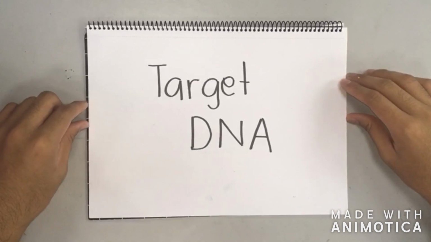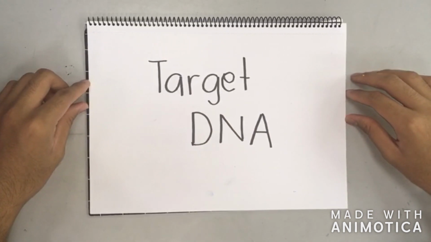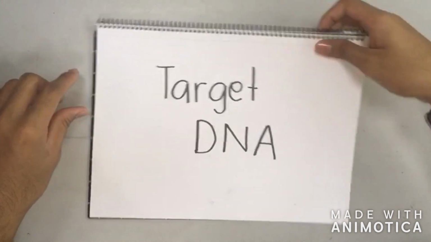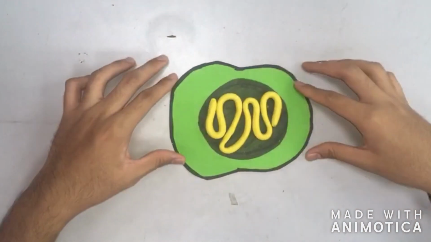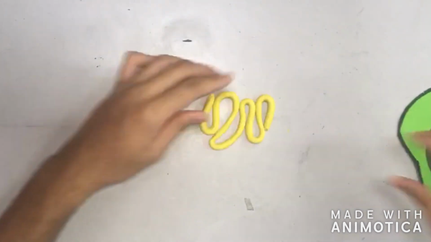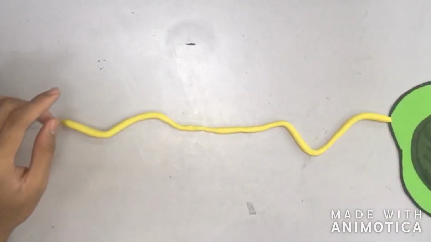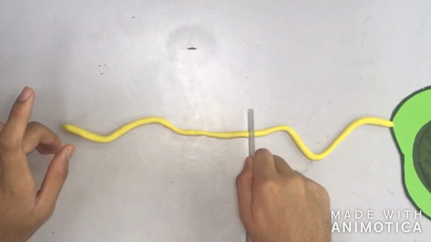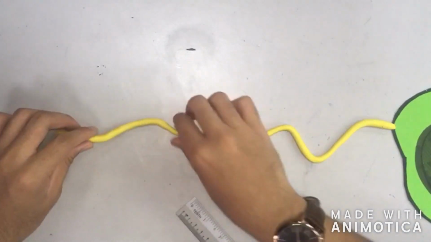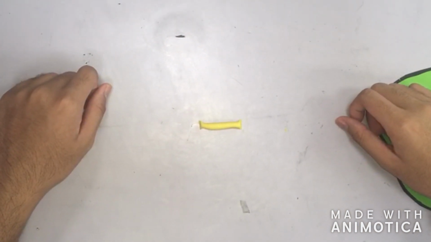Okay, the first tool is target DNA or gene of interest. It is a sequence of DNA containing the gene of interest. This is a nucleus and there's DNA inside of it. So a line of DNA will be cut and a part of it is used as the gene of interest. For example, a gene that encodes a protein which can dissolve blood clots.